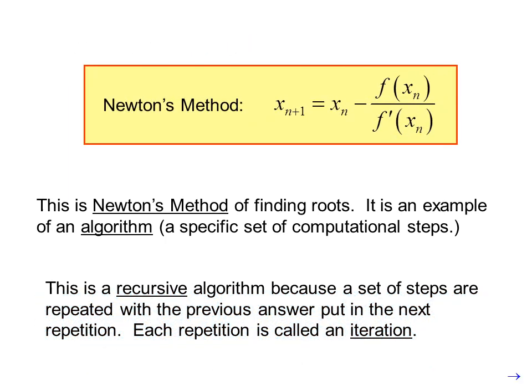So this is the formula for Newton's method. X sub n plus 1 equals x sub n minus f of x sub n over f prime of x sub n. So we find the next guess, or next value of x, by plugging in the current value of x and the y value, or f of x sub n, and the derivative, which was the slope.